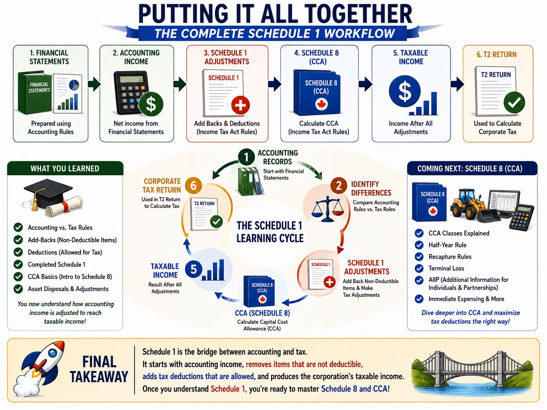One of the most important adjustments involves depreciation. Since accounting depreciation is not deductible for tax purposes, it is added back on Schedule 1. The allowable capital cost allowance, or CCA, is then calculated separately on Schedule 8 and deducted according to the tax rules. Once all of the required Schedule 1 adjustments have been completed and the appropriate tax deductions have been applied, we arrive at the corporation's taxable income. That taxable income then flows into the T2 corporation income tax return, where the corporation's income tax liability is calculated.